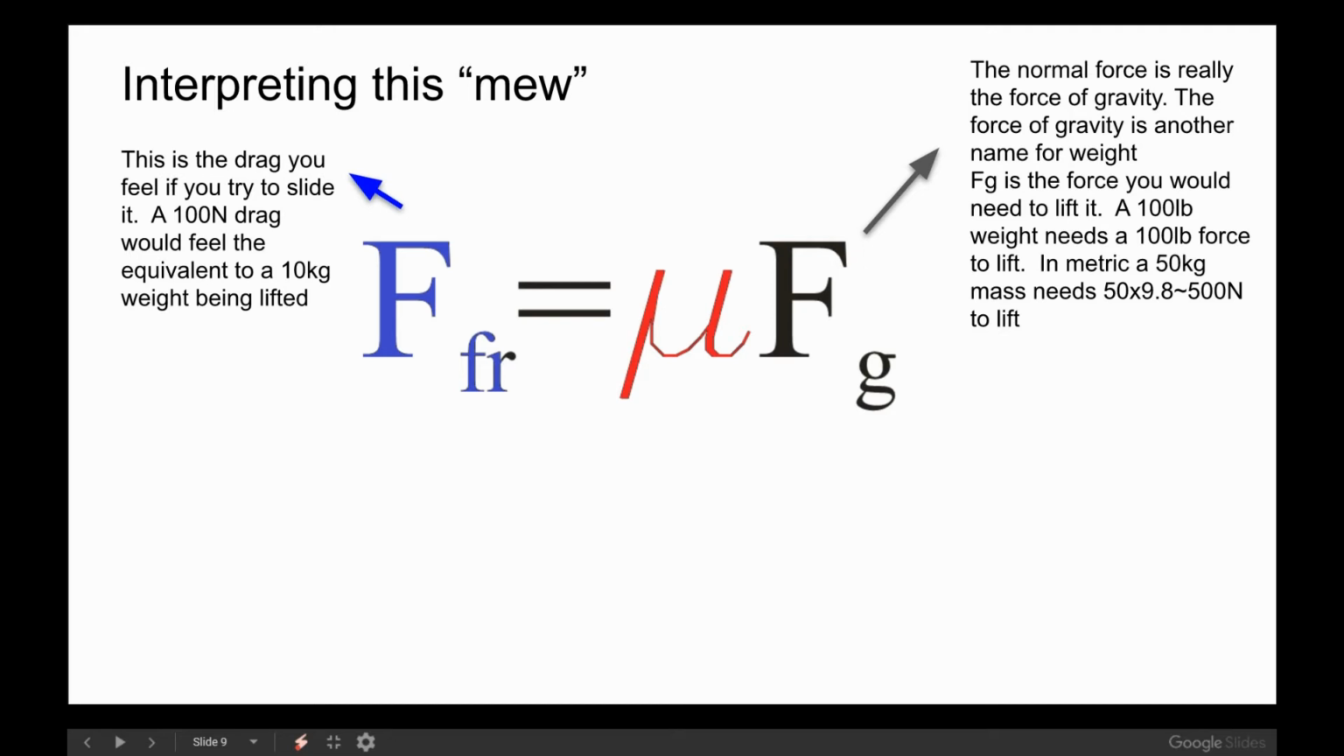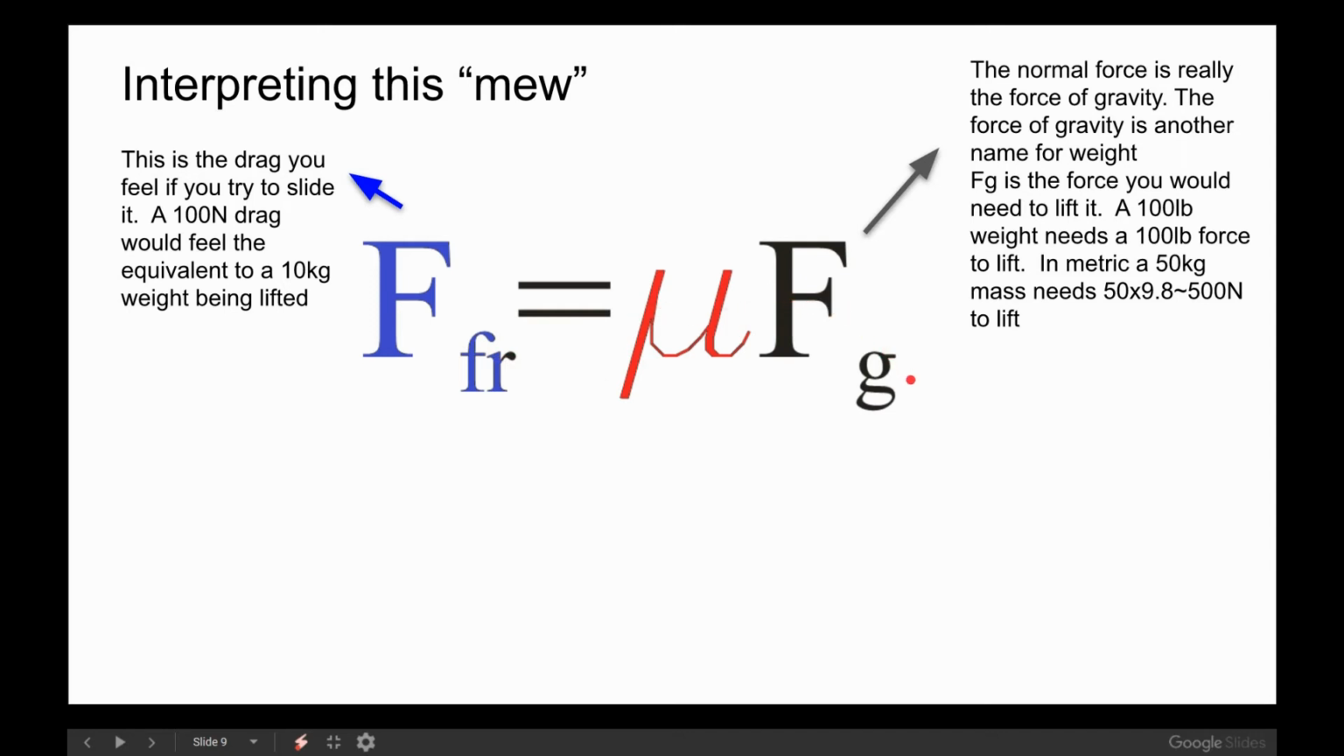This is the drag you feel if you try to slide it. A 100 newton drag would feel the equivalent to a 10 kilogram weight being lifted. Remember, you can take any force, knock off a zero, just divide it by 10, and that would give you the equivalent weight. So you can think of the frictional force as the fraction of the weight necessary to push it.